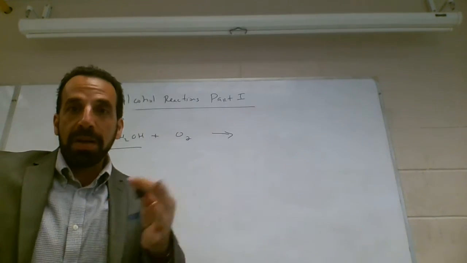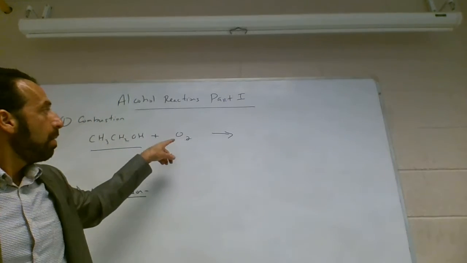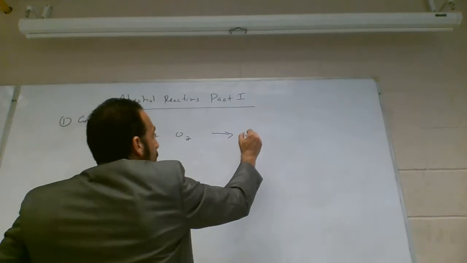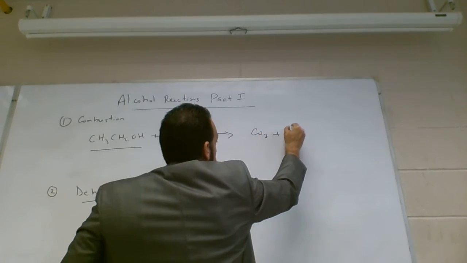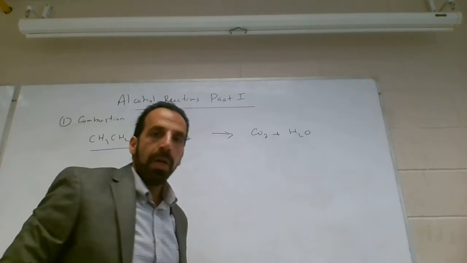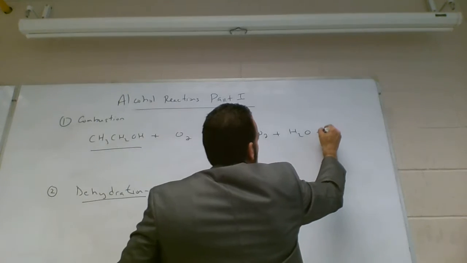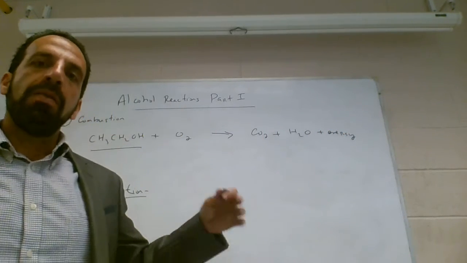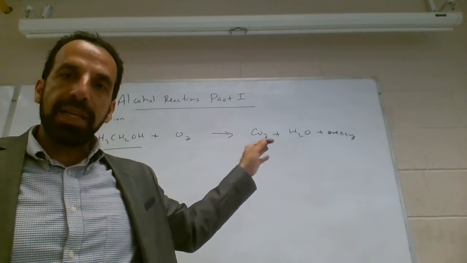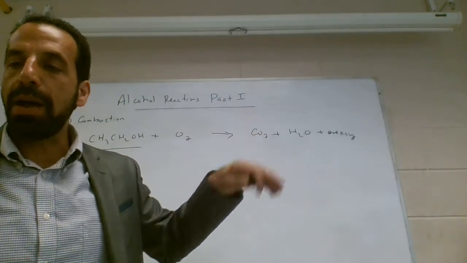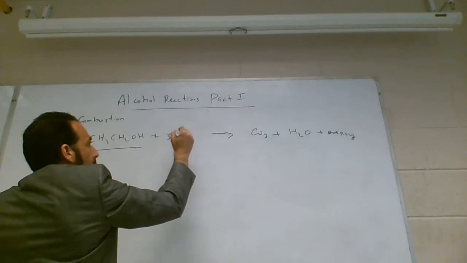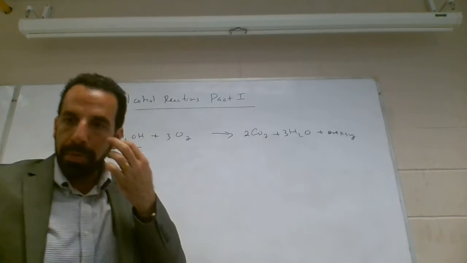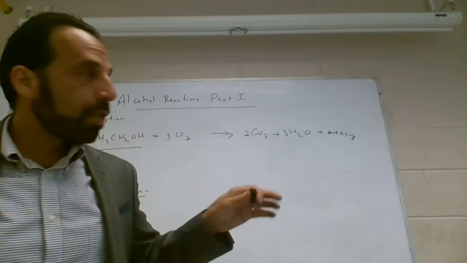And this is why they use alcohol in gasoline. So alcohol reacts rapidly with oxygen, and we're going to form carbon dioxide gas, so CO2 plus water, and you give off energy. Any type of alcohol undergoes combustion. Carbon dioxide gas, water, and alcohol. Balance it. 3, 2, 3.